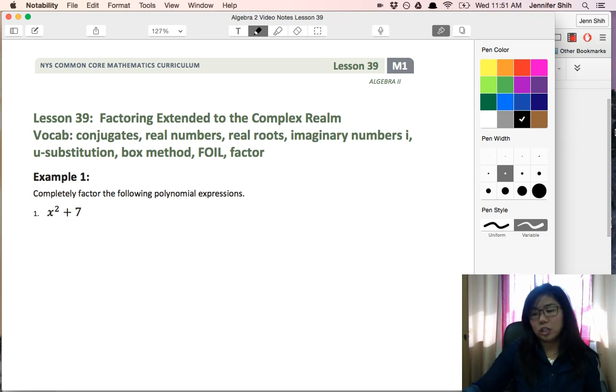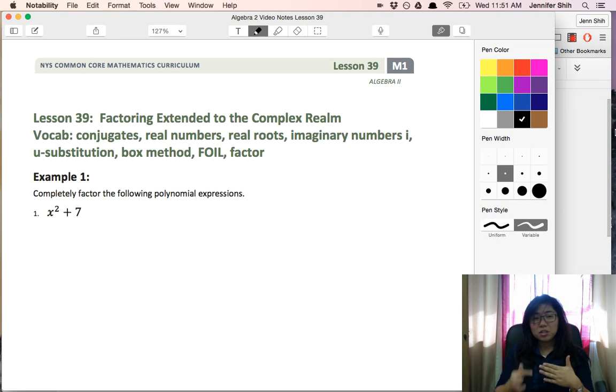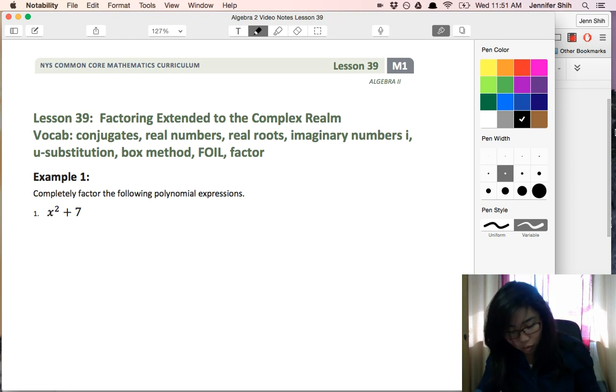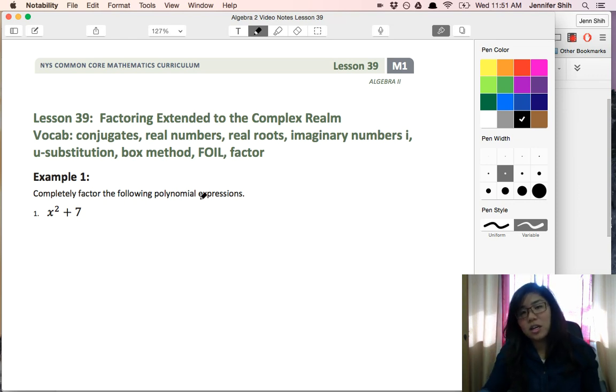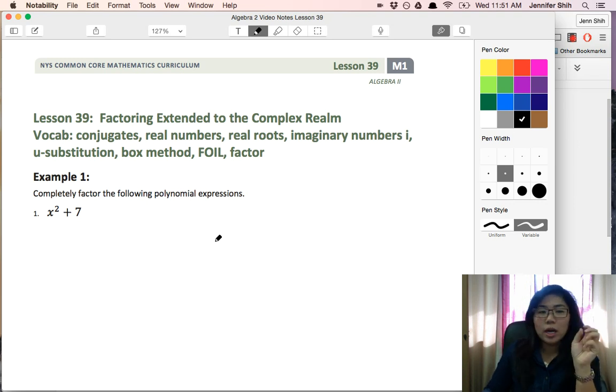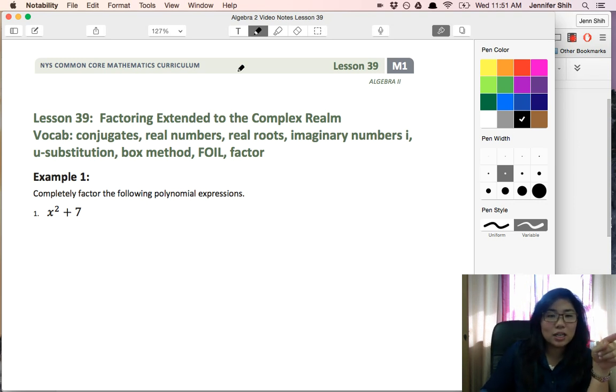And we are going to use vocabulary words like conjugates, real numbers, real roots, imaginary numbers, we're going to talk about i a lot. We're going to do a little bit of u substitution, and we're going to use box method and FOIL, and we're definitely going to factor, just like we've been doing for most of the year. So we have 3 examples today. Ooh, maybe 4. The first one is, here are the directions.